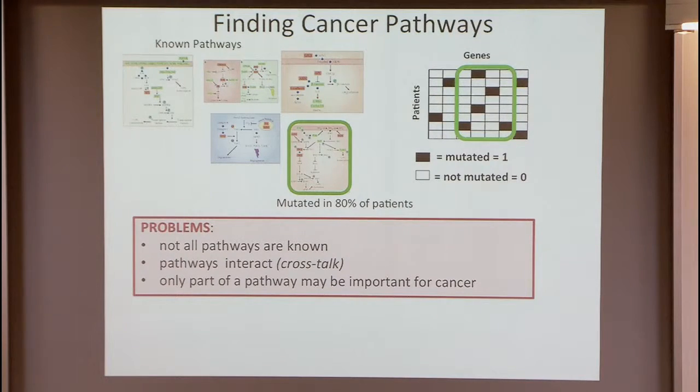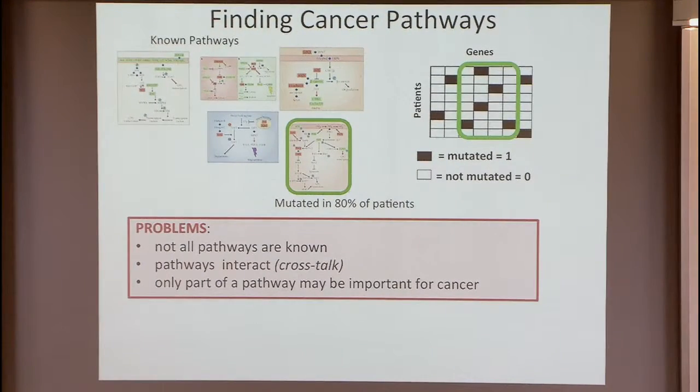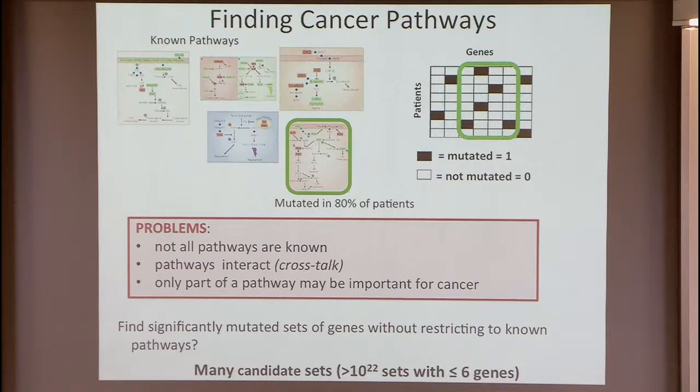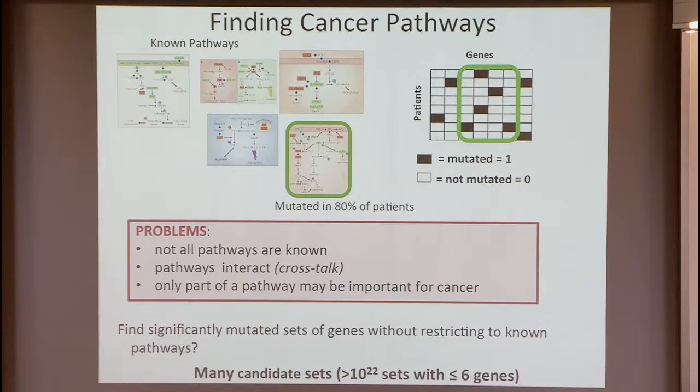As we've heard in the previous talk, of course, this has problems, including the fact that we don't know all these processes. This approach also looks at these pathways in isolation without considering that they're actually interacting, and sometimes only a part of an annotated set of genes may be important for cancer. So the goal would be then to find this mutated set of genes without restricting to known pathways. The main problem here computationally is that there are then many candidate sets. If we look at all sets of genes, even of cardinality up to 6, we have more than 10 to the 22 such sets.